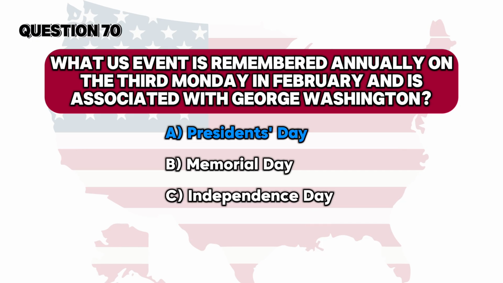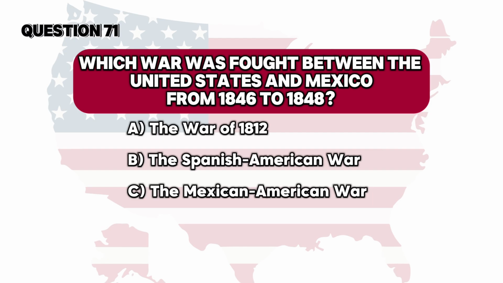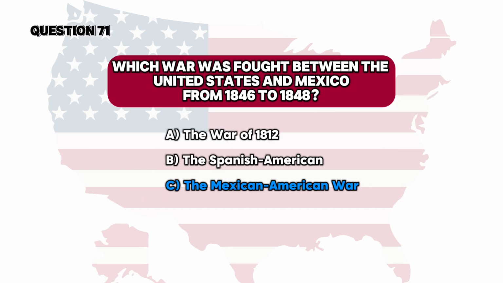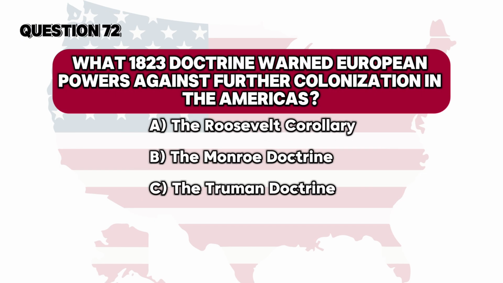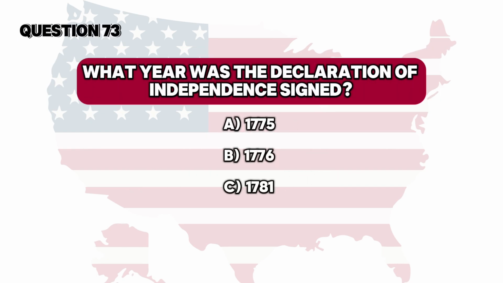President's Day. Which war was fought between the United States and Mexico from 1846 to 1848? The Mexican-American War. What 1823 doctrine warned European powers against further colonization in the Americas? The Monroe Doctrine. What year was the Declaration of Independence signed?